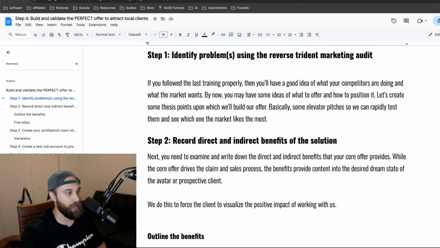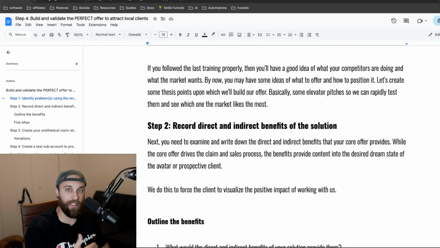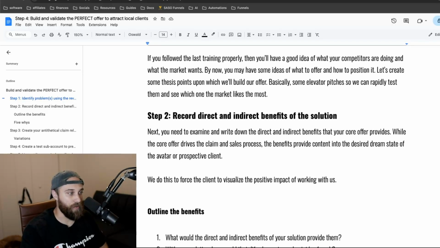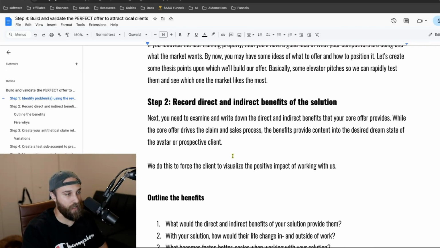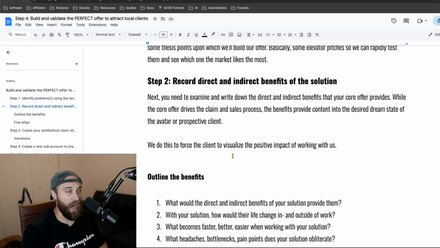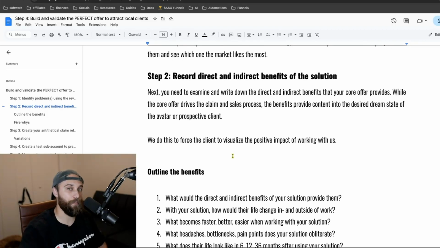So next, step 2, within this process, we want to record the direct and indirect benefits of the solution. Once you have an idea of what these people want or don't want, you need to examine and write down both the direct and indirect benefits that your core offer provides. While the core offer will drive the claim in the sales process, the benefits will provide content into the desired dream state of the avatar, the prospective client, the prospect, right? So we need to understand what the benefits are doing if we want to truly understand how this helps our client. And we do this to force the client to visualize the positive impact of working with us.